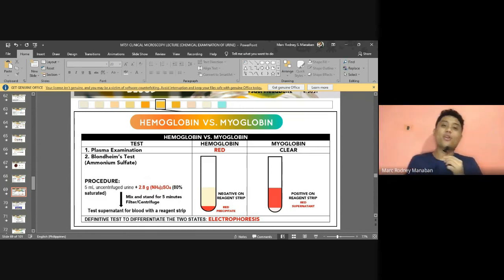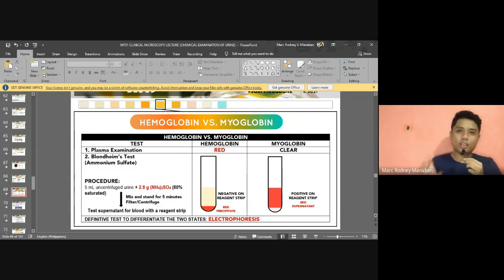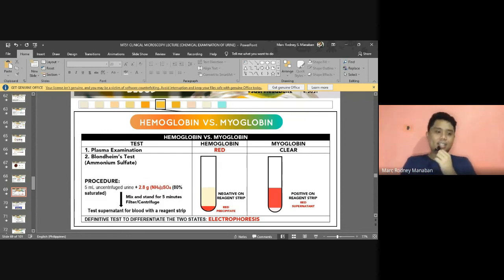Another test to differentiate is of course the Blondheim's test using 2.8% ammonium sulfate. All right, so it follows the principle of precipitation. Okay, so this is a historical test, medyo obsolete na rin din. Okay, pero we still need to discuss it. Okay, so the principle is 5 ml of uncentrifuged urine, adani mo siya 2.8% ammonium sulfate. You mix and stand for 5 minutes, and then followed by centrifugation. All right, so what happens is you then check for the supernatant and you test the supernatant with the reagent strip for blood. No, you test mo siya for blood na reagent pad.